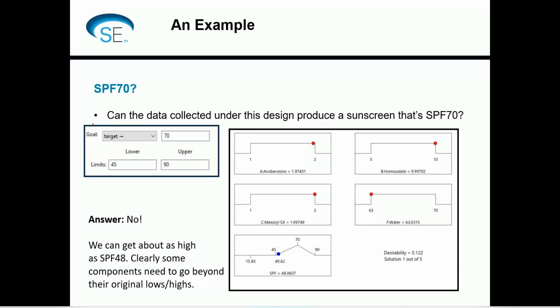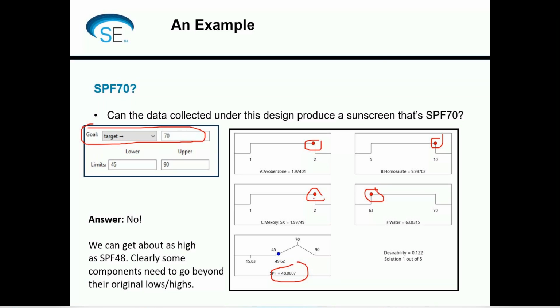They added another goal. They said target of 70 using a lower and upper limit of 45 and 90. And the answer is no. They can only go up to, looks like 48 here. Yeah, we can only go up about as high as 48. And you could see that component A is almost at its high, not quite there. B is completely at its high. C is completely at its high. And water is at its low.